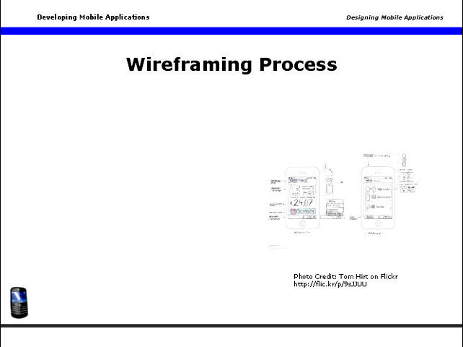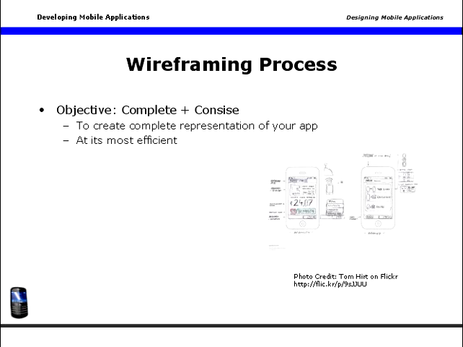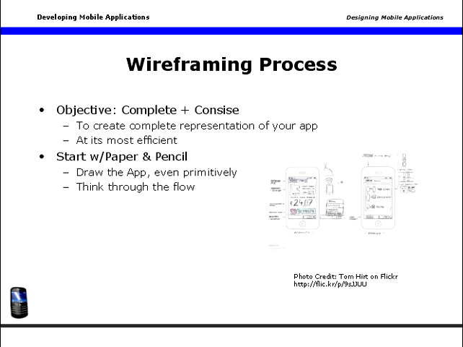For the wireframing process itself, the major idea is to be complete and concise. You want your wireframe to create a complete representation of your app at its most efficient. That's why it's a great idea to start with paper and pencil. You can draw the app even primitively, and as you do, you begin to think through the flow. This lets you identify bottlenecks, which can really hold up your overall development process if they're not handled early.